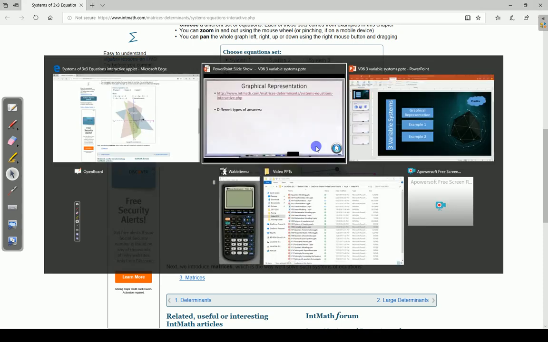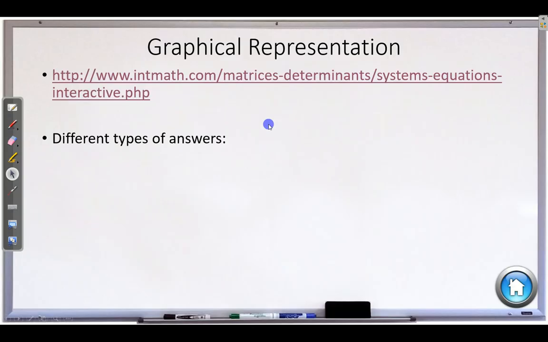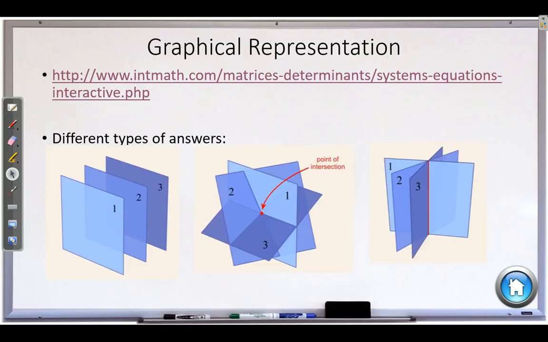Now when we do that, there's a couple of different options of what could happen. Here are those three options. The first, if you graph the three equations, you could get three sheets of paper that are in a sense parallel. They don't intersect at all. That would be no solution.